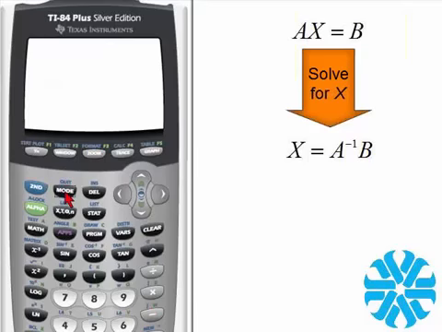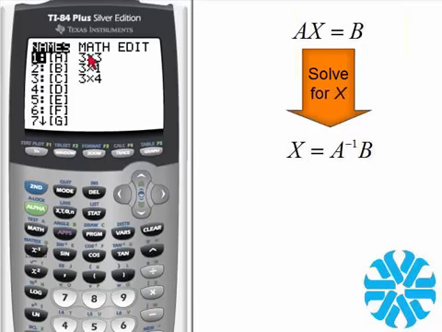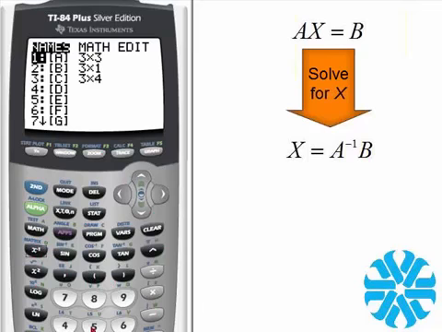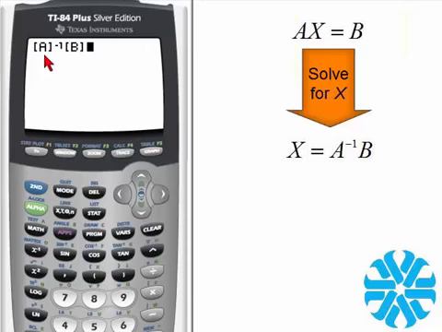We want to take A inverse, so second function matrix. We want matrix A, select enter. We want the inverse of that. So there's the key, and that's multiplied by matrix B. Now you don't have to put the multiplication symbol in. We can just simply go second function and then matrix, and then select number 2. So A inverse B. That's the same as A inverse times B. Okay? Now we select enter.